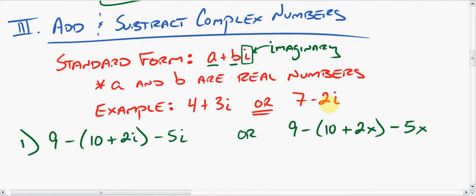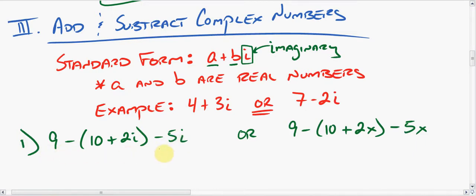So what we are going to want to do is simplify the problem so it's written in standard form. It looks like this, where the number with the imaginary aspect attached to it is last, and the real constant is first. So we've got 9 minus the quantity 10 plus 2i minus 5i.